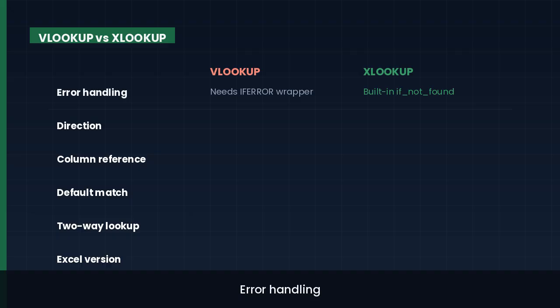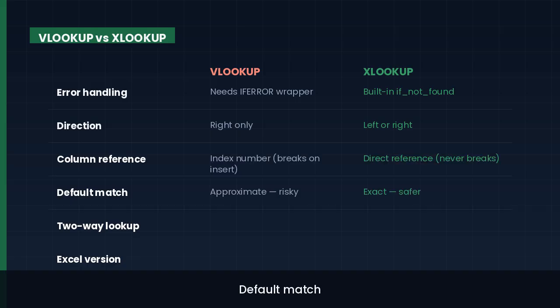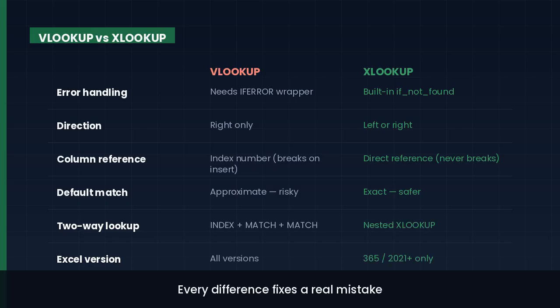Let's put them side by side. Error handling: VLOOKUP needs IFERROR wrapped around it. XLOOKUP has if not found built in. Direction: VLOOKUP only looks right. XLOOKUP looks either way. Column referencing: VLOOKUP needs a column index number that breaks when you insert columns. XLOOKUP references the return array directly so it never breaks. Default match: VLOOKUP defaults to approximate match if you forget the fourth argument, which is how silent errors happen. XLOOKUP defaults to exact match, which is the safer default. XLOOKUP isn't just newer. Every one of these differences fixes a real mistake VLOOKUP lets you make.